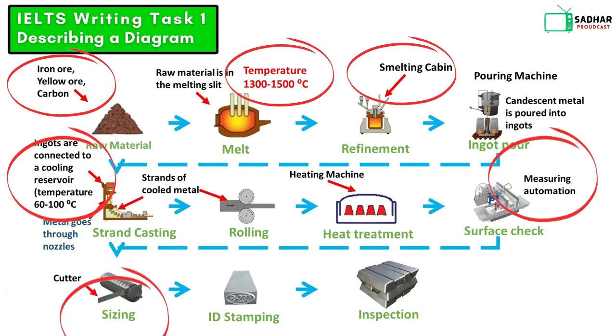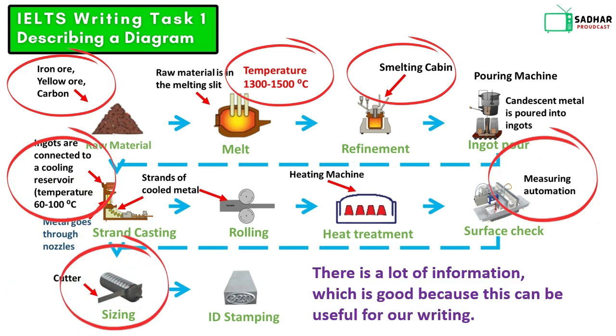And we can see there is a lot of information left and right. Each station has some information, and all this information is good. The more information we have, this is good. I know this can be very confusing, but if we have a lot of words, a lot of information like this, it is actually good. Why? We can just take the words later in our writing.